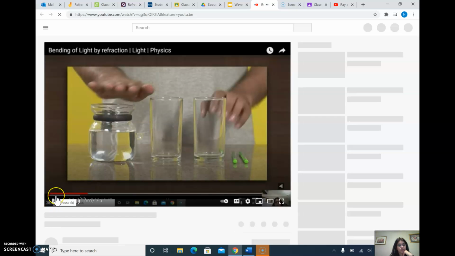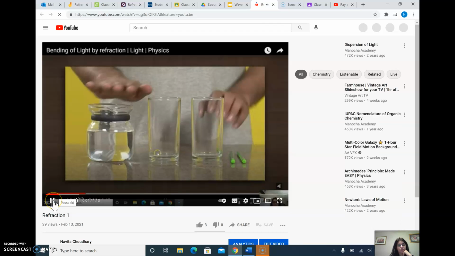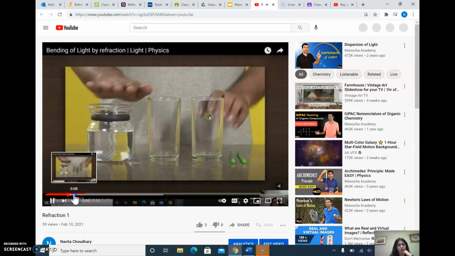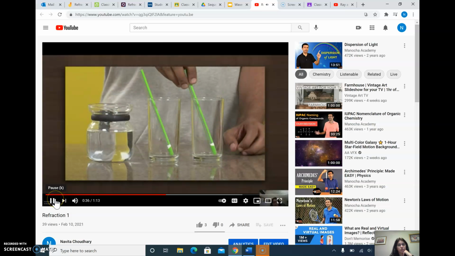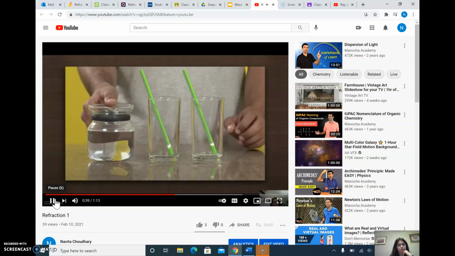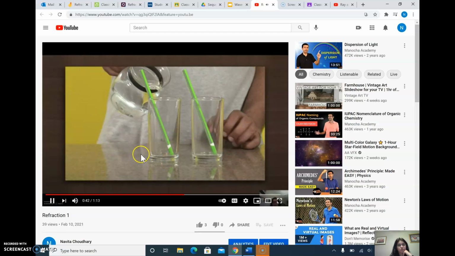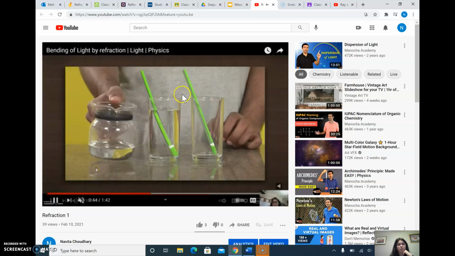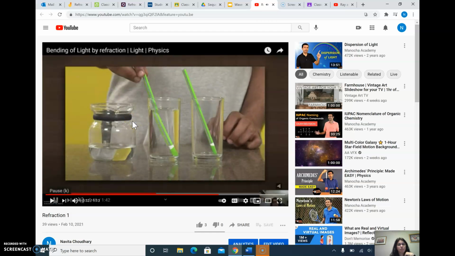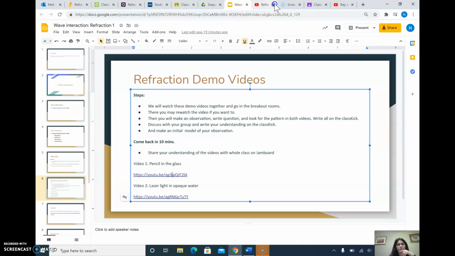Let's start. Now I'm going to show you this video. In this there are 2 empty glasses. I'm going a little bit forward to see what I want to show you. He's going to put the water, and now he's pouring water in one of the glasses. You have to make observations in this video. After watching this video, you will go on to the second one. So I'm closing it. Let's watch this one.